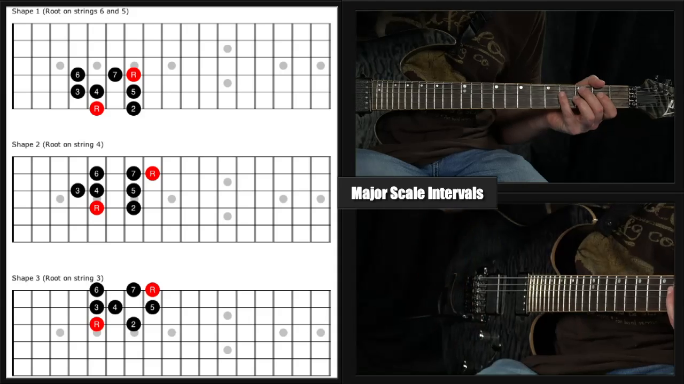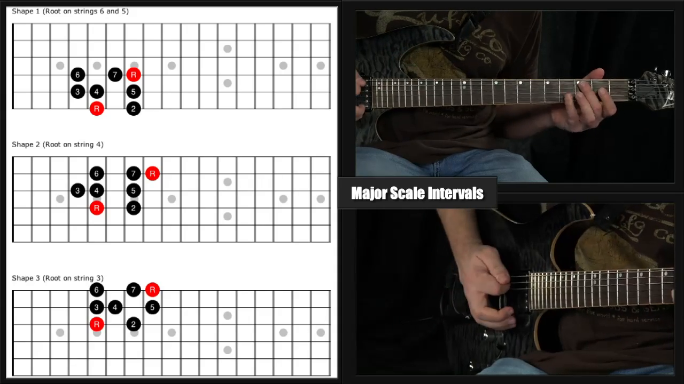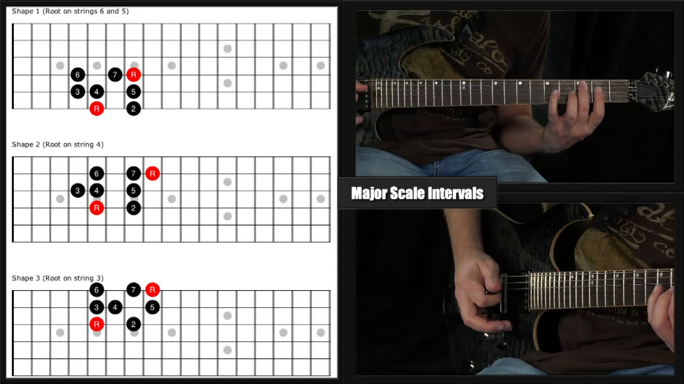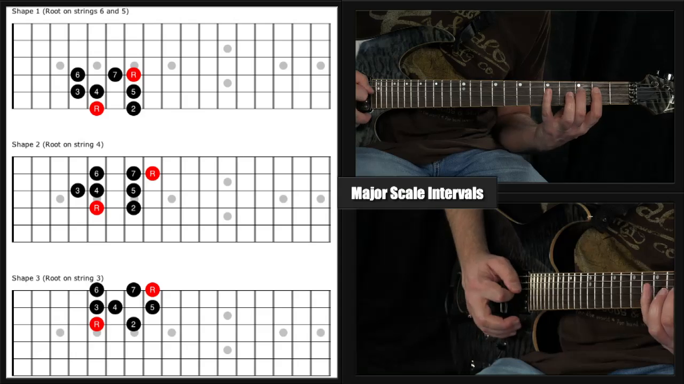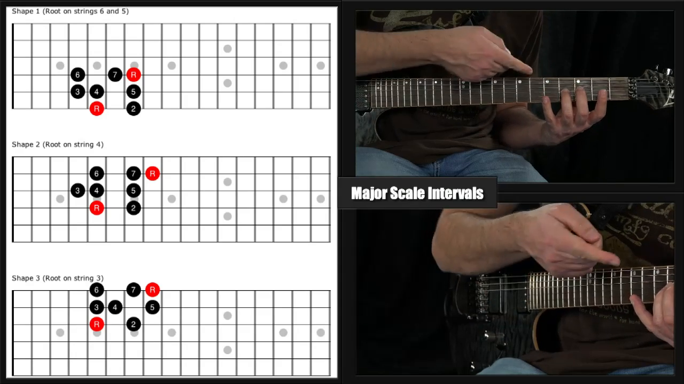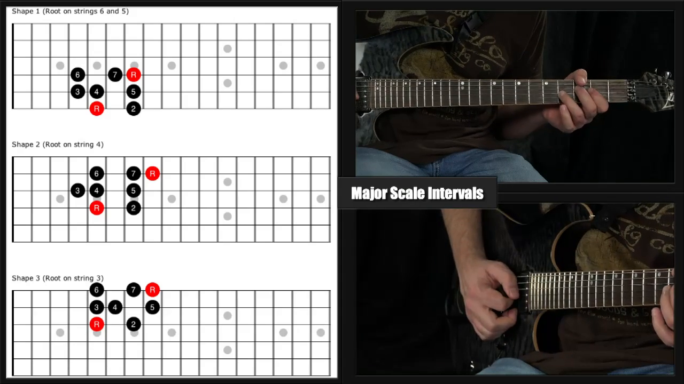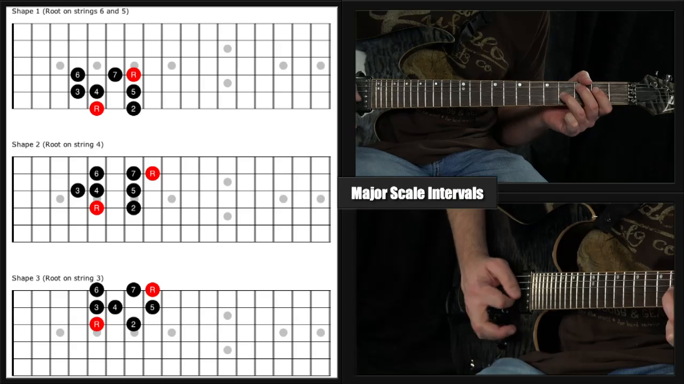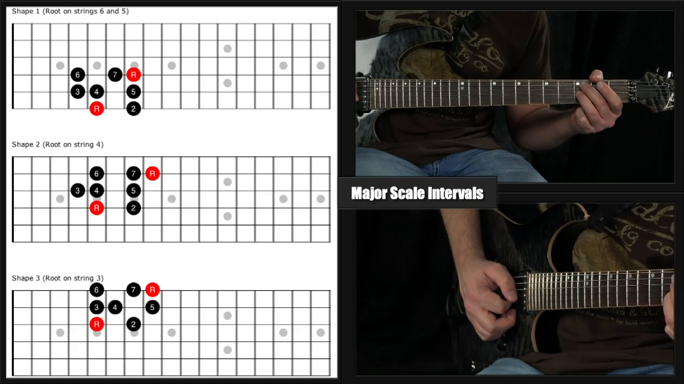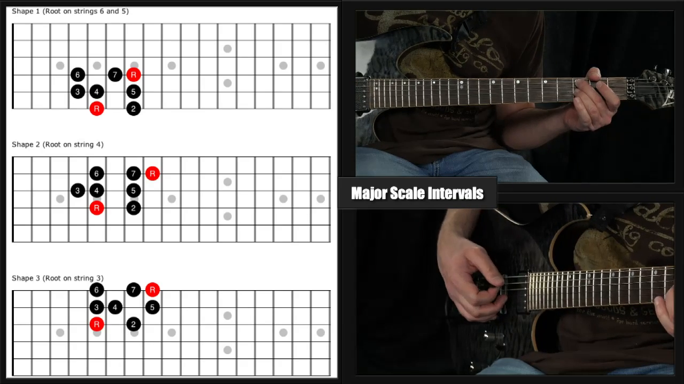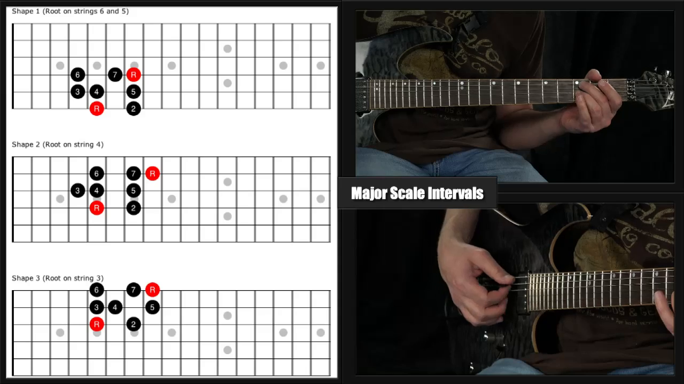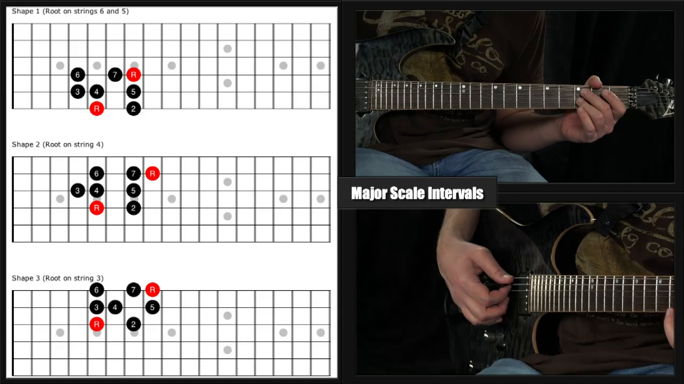Why? Because what you should have done in your head is follow the diagram. Root, 2, 3, 4, 5, 6, 7. That's a major 7. 3rd string, 4th fret. Make it minor. 3rd string, 3rd fret. That's a minor 7th. The distance between this note and this one is a minor 7th.